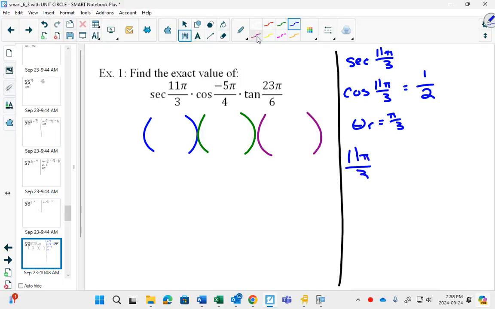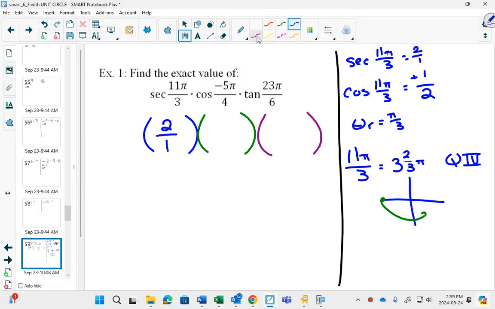11 pi over 3 as a mixed fraction is 3 2/3 pi. Do the mental math, what quadrant will that be in? Right? 3 means that you're going to be on this axis. 2/3 is more than half, and since it's a positive angle, you would be going counterclockwise. It's going to be in quadrant 4. So this is going to be positive, which makes secant 2 over 1. And I can write that in first.